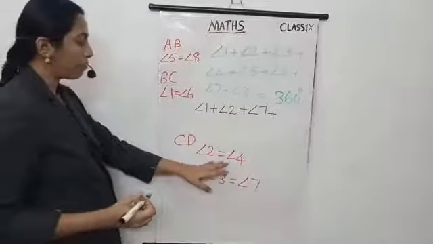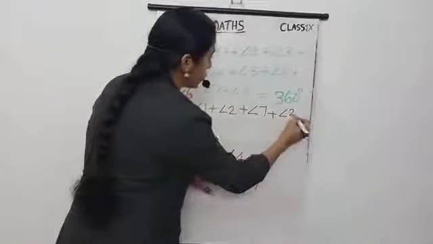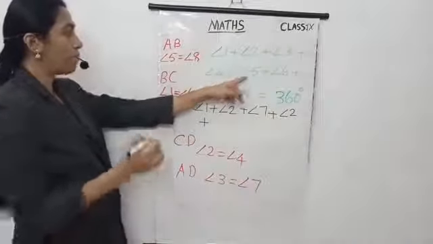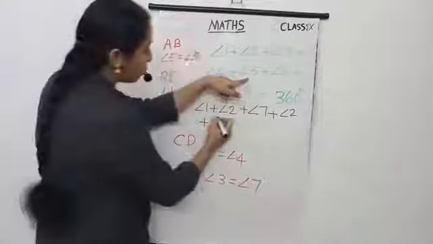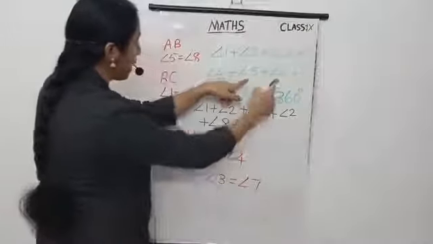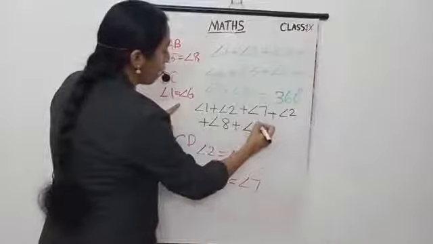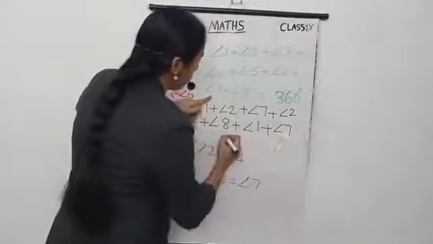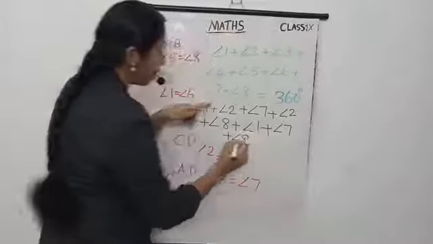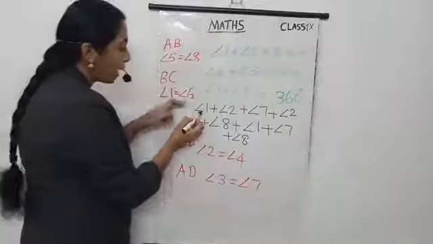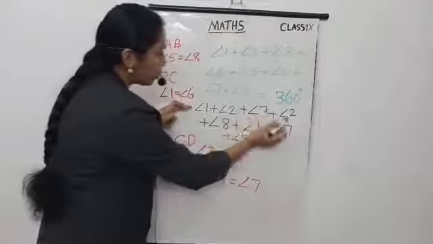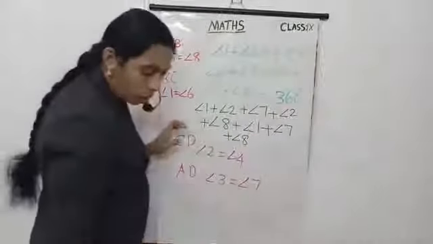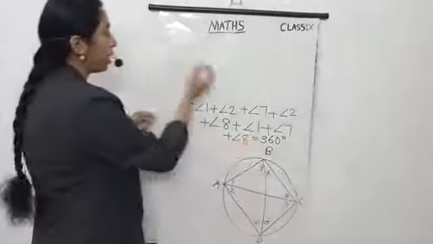Then plus angle 4 corresponding to angle 2. Then plus angle 5, angle 5 corresponding to angle 8, so put that value. Plus angle 6 corresponding to angle 1, plus angle 7, write the angle 7 itself, and also write angle 8 itself. So we got angle 1 two times, angle 2 two times, angle 8 two times and angle 7 two times, equal to 360 degrees.